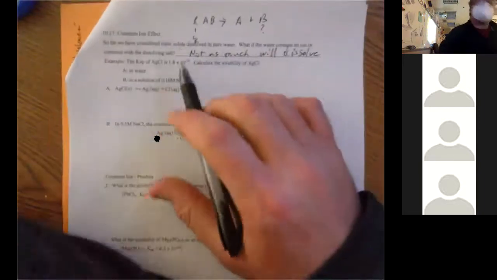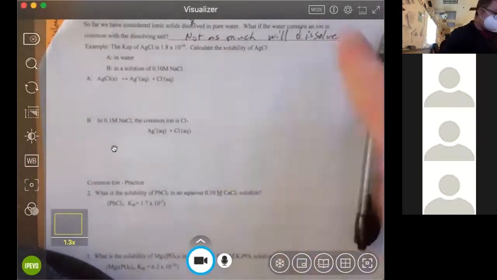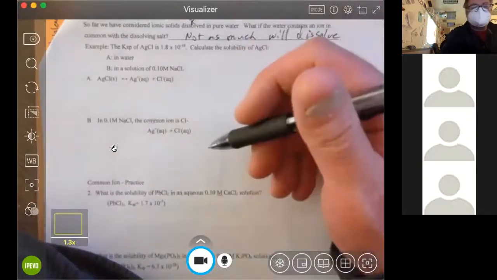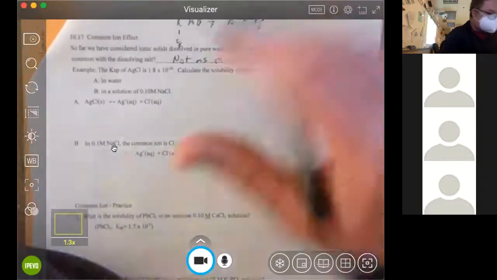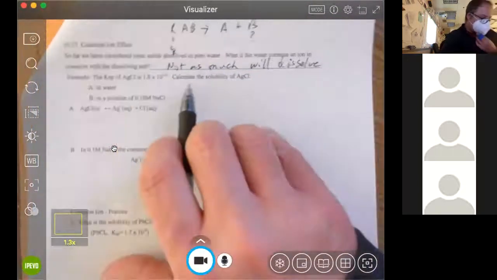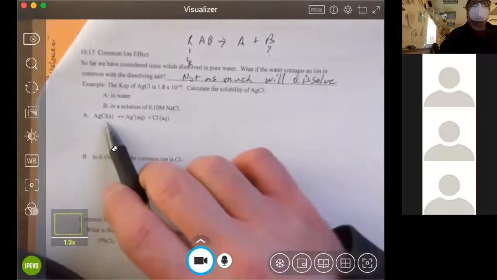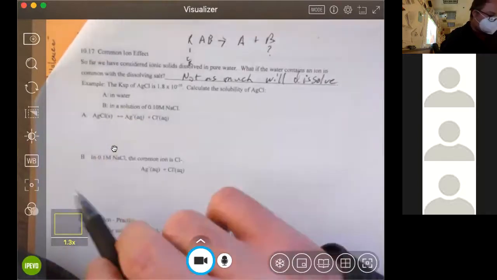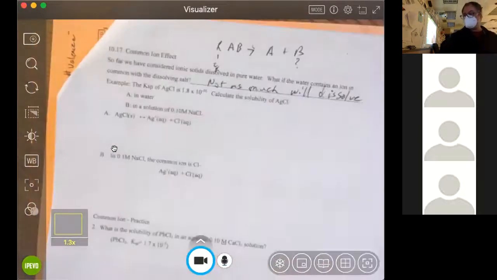So just to make sure we're all back on the same page, let's do this. The Ksp of AgCl is 1.8 times 10 to the negative 10th. If they don't give you a temperature, we just assume it's at standard temperature, like 25 degrees. Not the gas standard temperature, but standard temperature. So calculate the solubility of AgCl. We need that equation, the breakdown. We're going to first do it in water, and then in 1 molar sodium chloride.